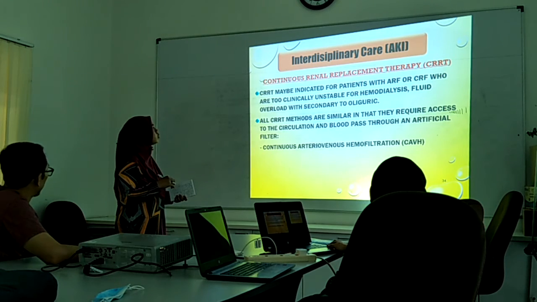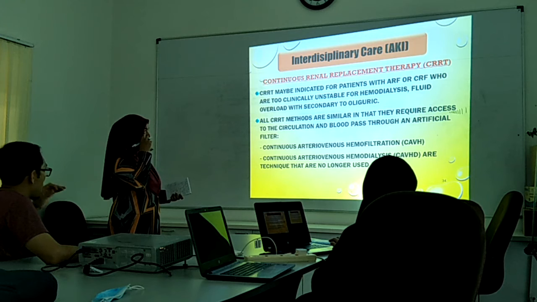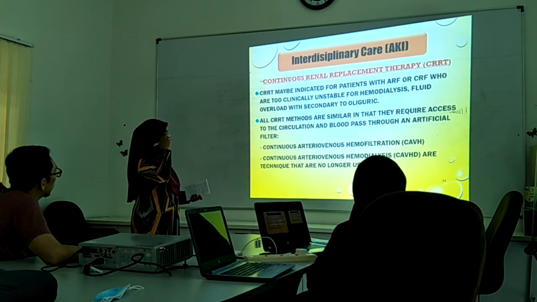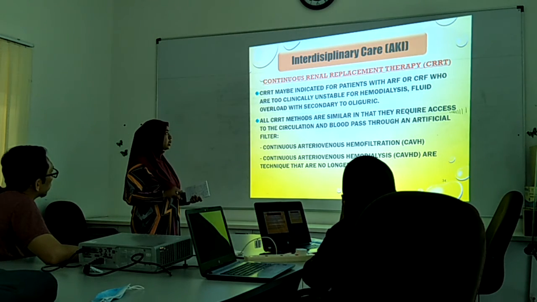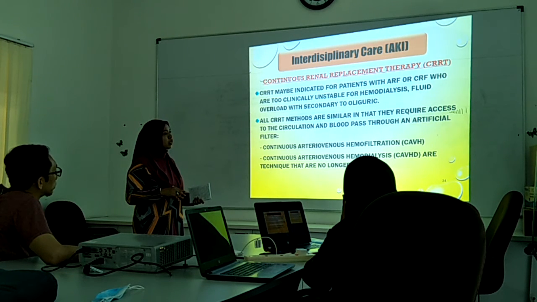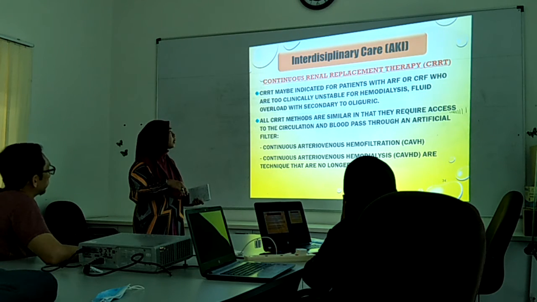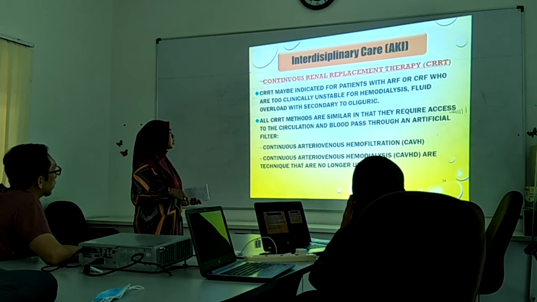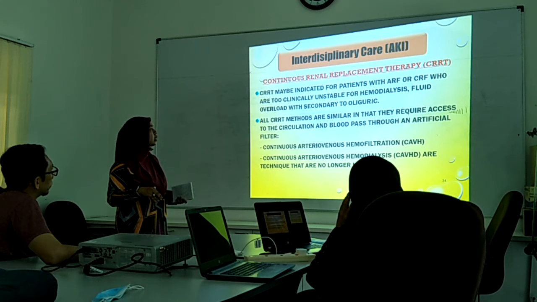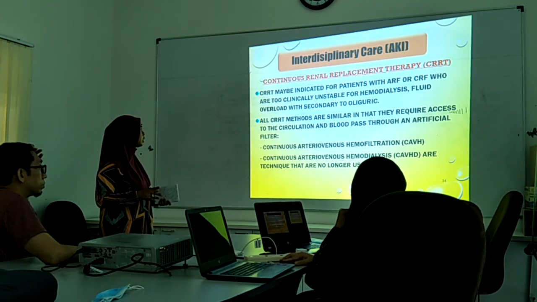Okay, now we go to CRRT. CRRT is indicated for patients with acute renal failure that are unstable for hemodialysis and have fluid overload secondary to oliguria. Patients that have maintained oliguria and are not suitable for hemodialysis, we can go through CRRT. Okay, CRRT methods are similar in that they require access to the circulation and blood passes through an artificial filter.